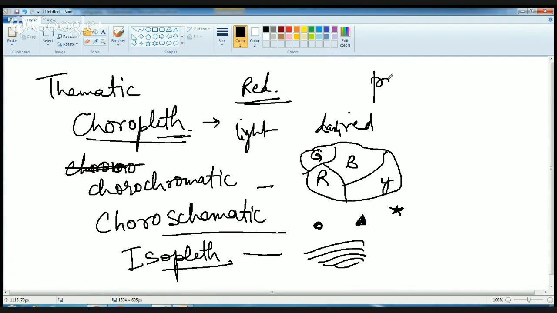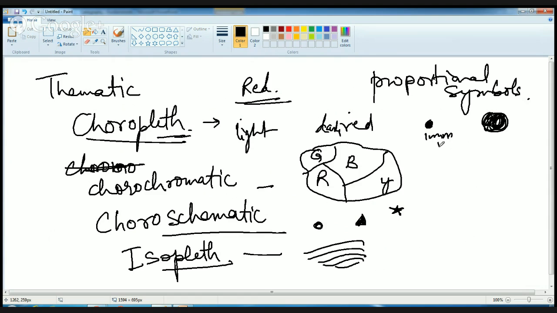Then you have proportional symbols. Proportional symbols means, for example, my locality has one post office, so I'll make a circle of this size. And the other locality has 10 post offices. So I'll make a bigger symbol which shows 10. So a circle of this size, 1 mm, for example, shows one post office. A circle of 10 mm means 10 post offices.